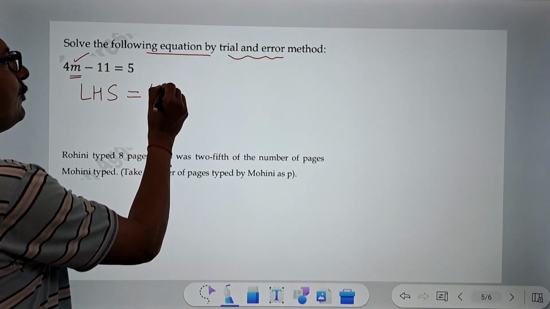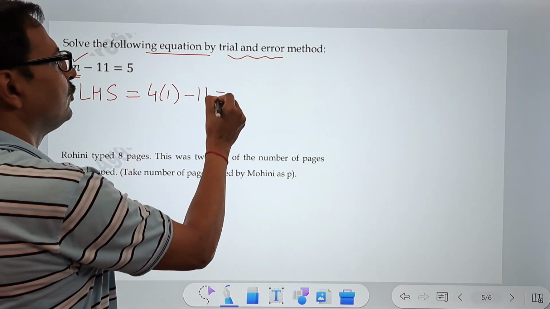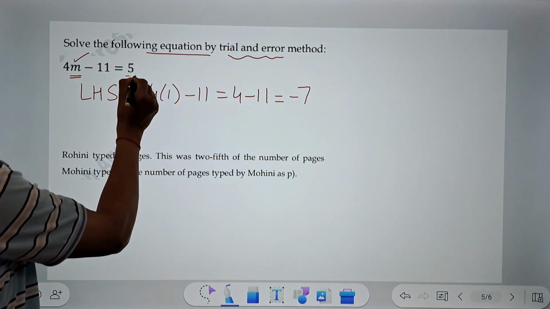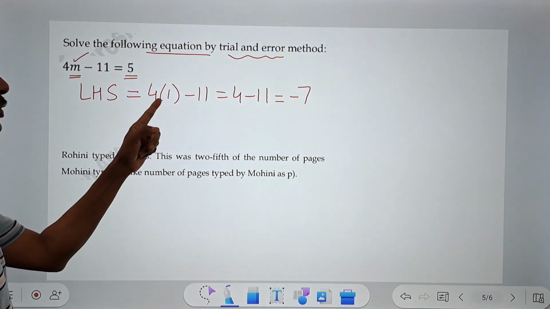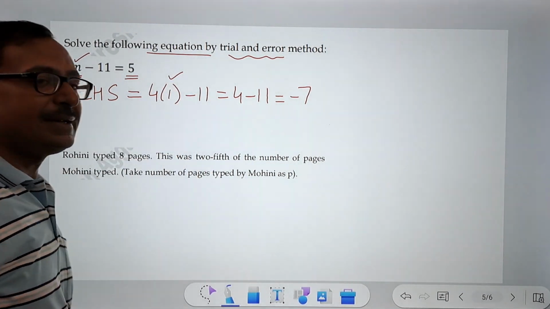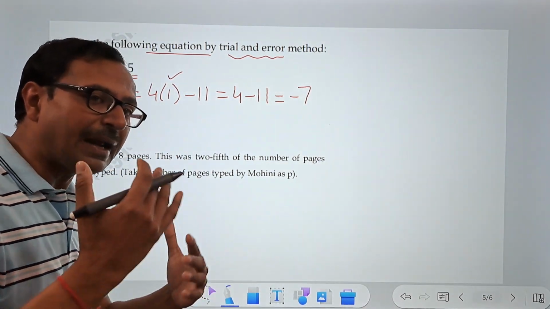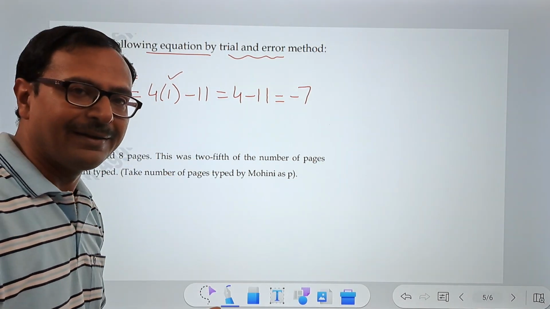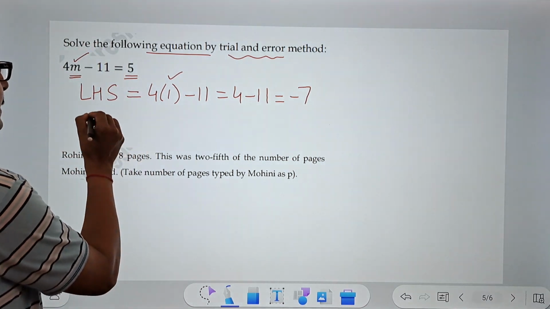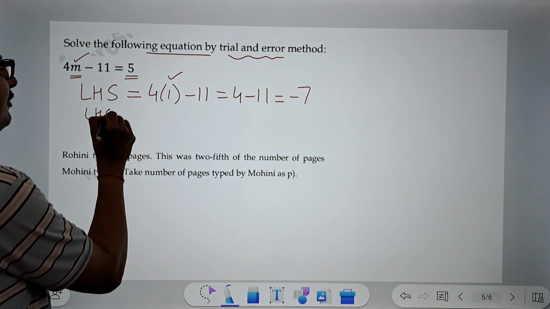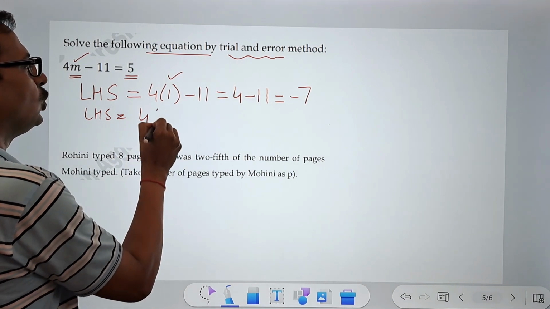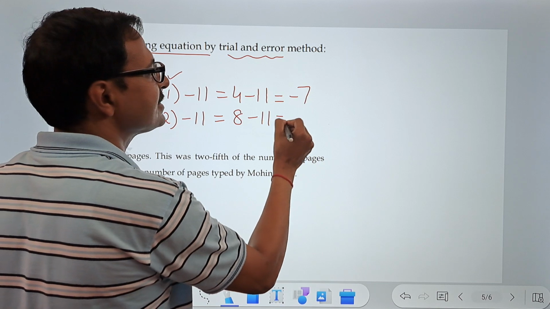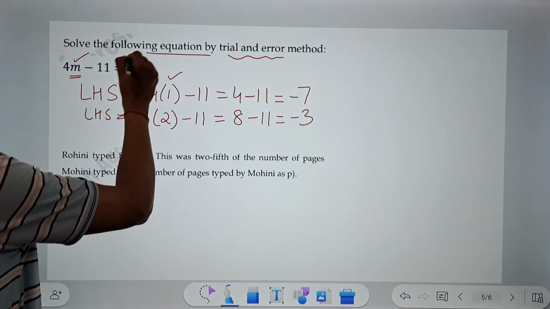If you put m equal to 1, you will get 4 minus 11, that is minus 7. Now the right hand side is not minus 7. So m equal to 1, the value which we put here, does not work. This is called try and error. You keep on trying some values. If you get an error, you try again. Trial and error. So let's try the left hand side when m equal to 2. So if you put m equal to 2, you get 4 2s are 8. 8 minus 11 is minus 3. Again, it is not 5.